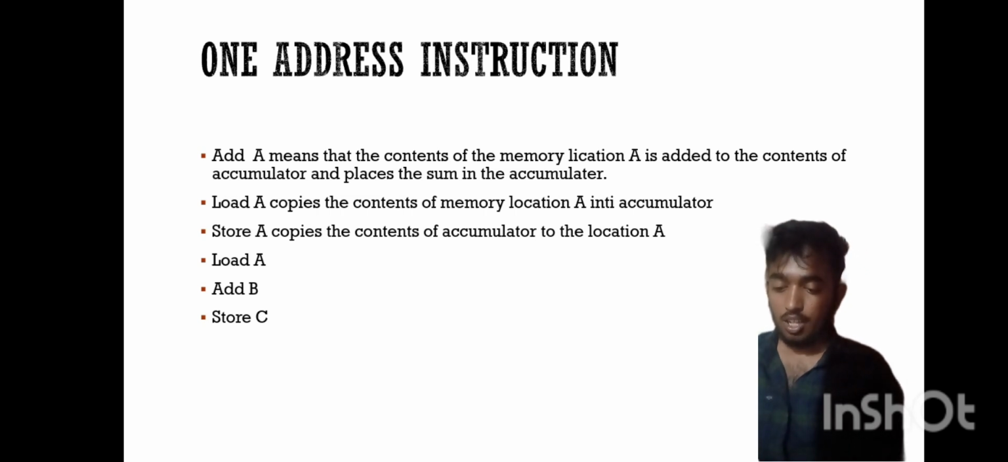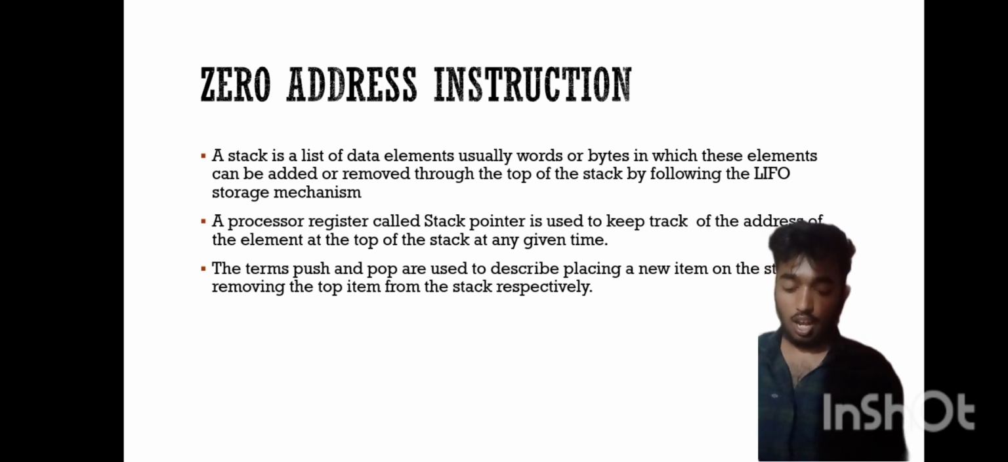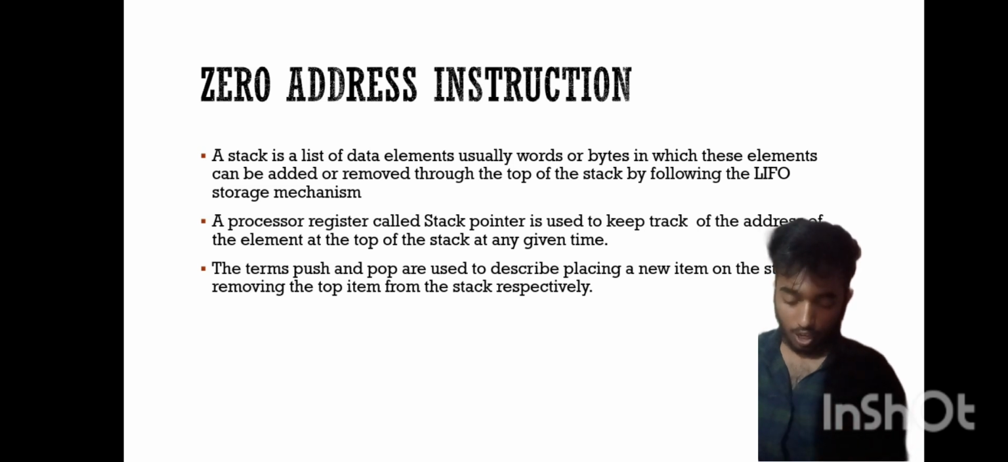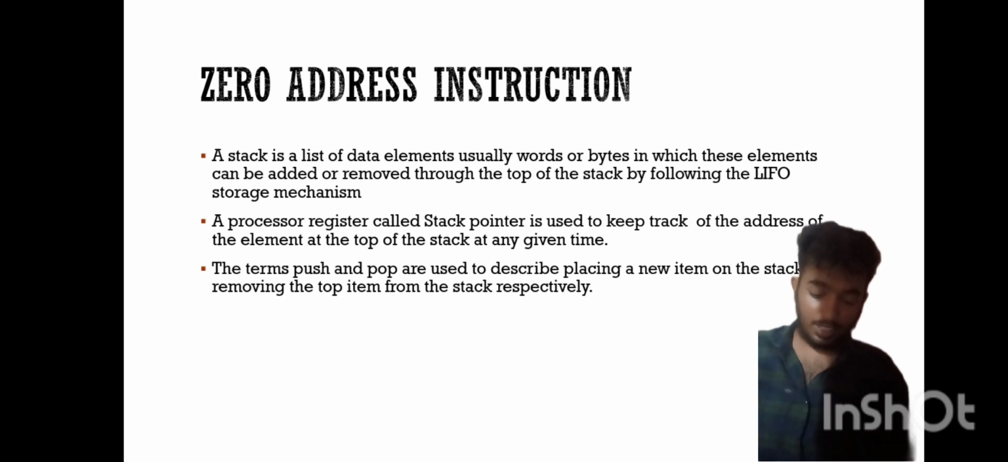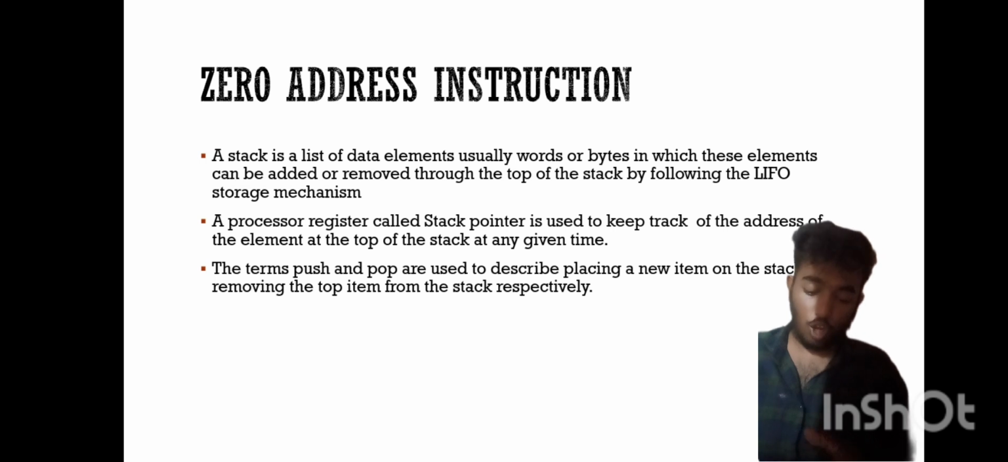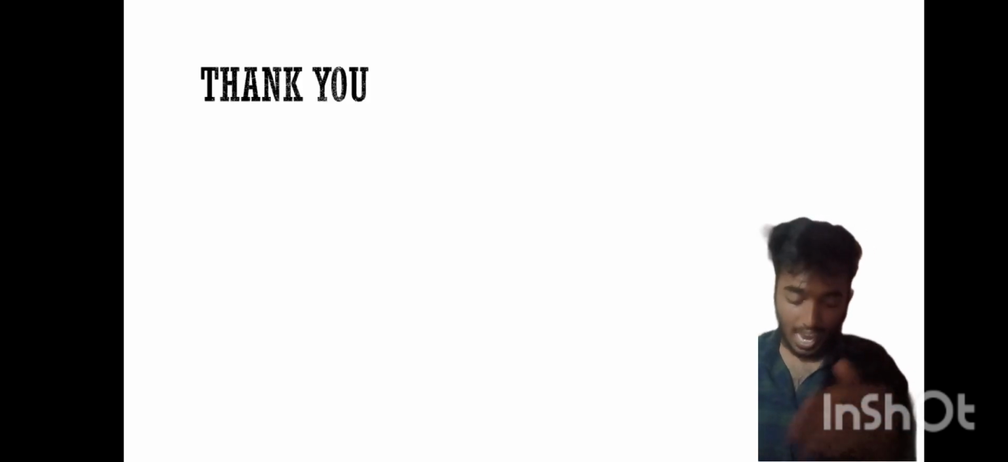The next slide is zero address instructions. Here the locations of operands are defined implicitly. Such instructions are found in machines that store operands in a structure called a pushdown stack. The stack is a list of data elements, usually words or bytes. In such a stack, elements can be added or removed through the top of the stack by following LIFO, last in first out.